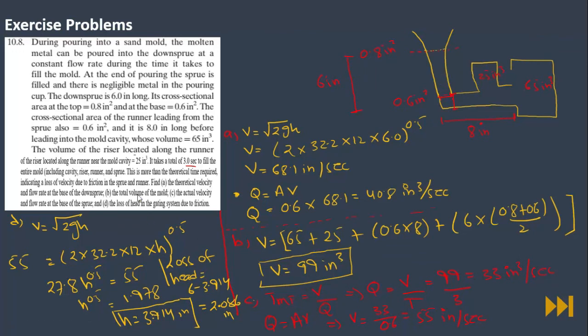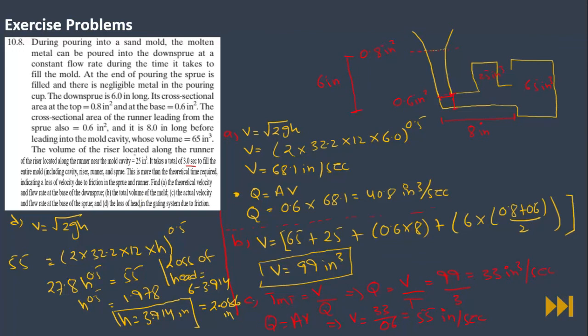Then it says it is actually taking 3 seconds to fill this complete cavity, and that is more than the theoretical value. Based on this, it asks about the actual velocity and the volumetric flow rate. We took the formula for the time required to fill the mold, that is equal to the volume divided by the volumetric flow rate. So we calculated the volumetric flow rate using the actual time, that was 3 seconds, and the same for the velocity.